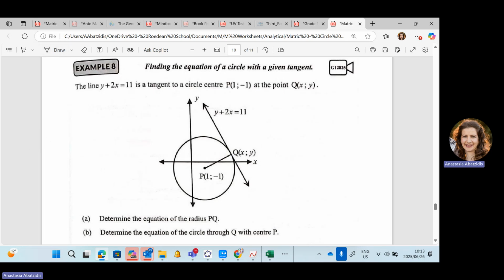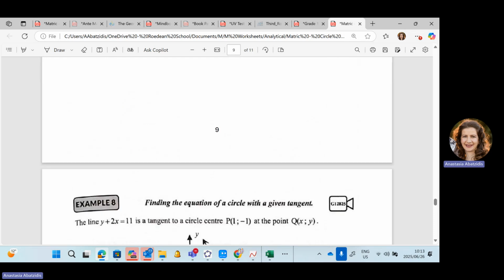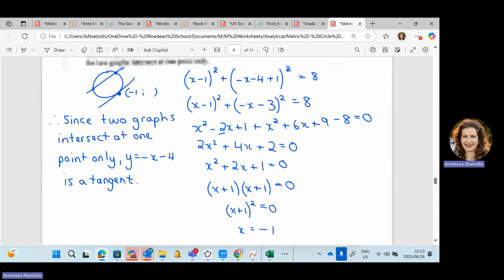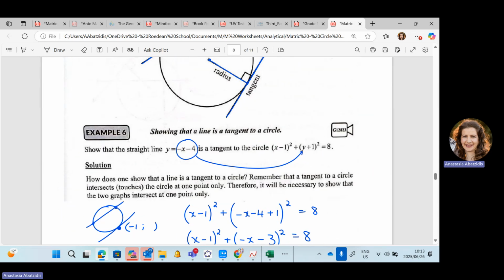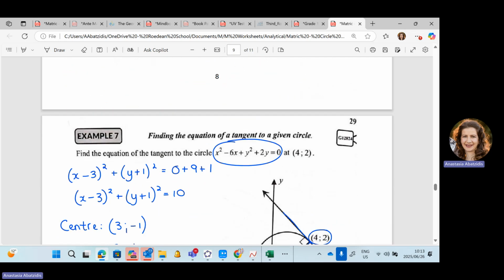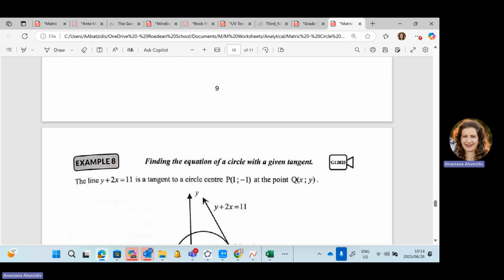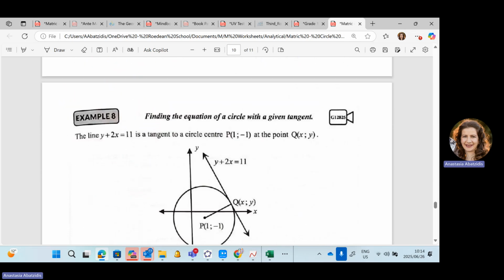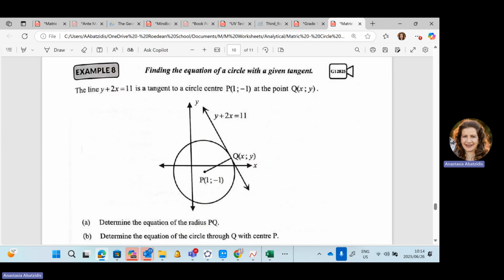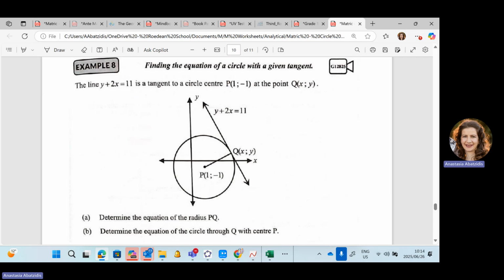Okay. So look at the different types of questions we've dealt with here. We've dealt with showing that a line is a tangent to a circle. The next type was finding the equation of a tangent to a given circle. This one is now finding the equation of the circle when you've got a tangent. Okay, so different types of questions.